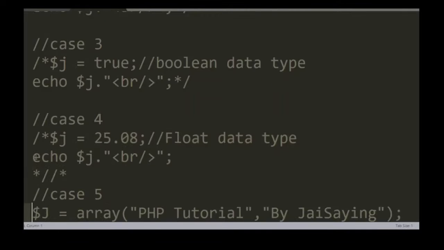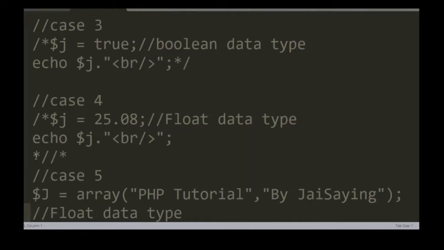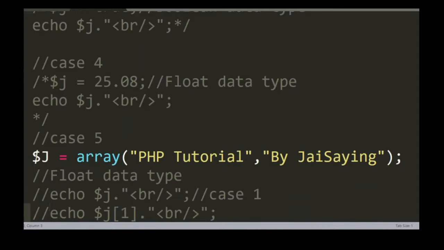What is the next data type? The next data type will be array. In array, 100% you are going to make some mistakes, so I'll tell you two cases in the array data type. First case: how to print a float-like array data type.